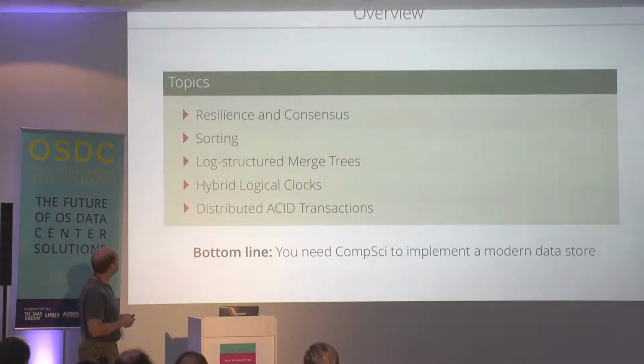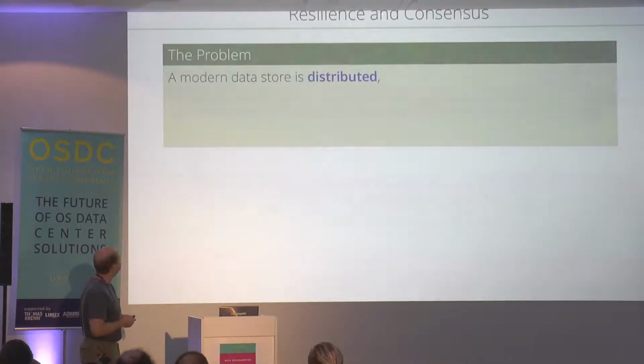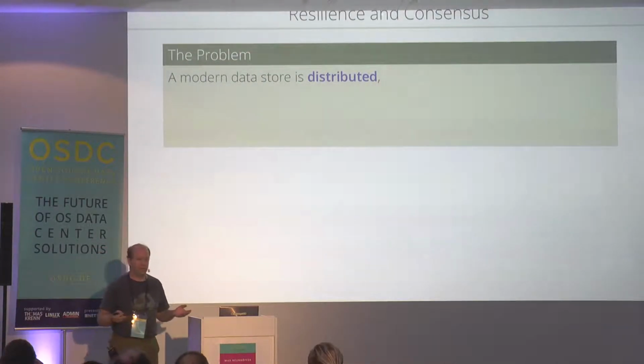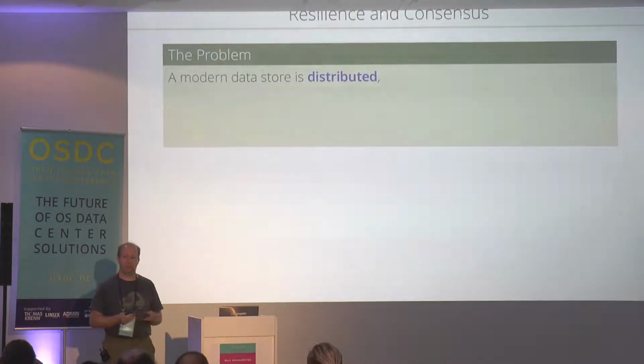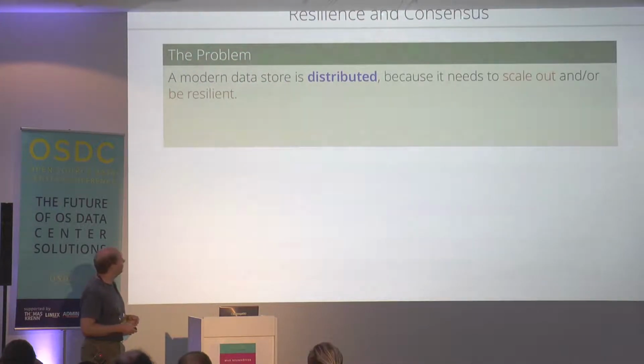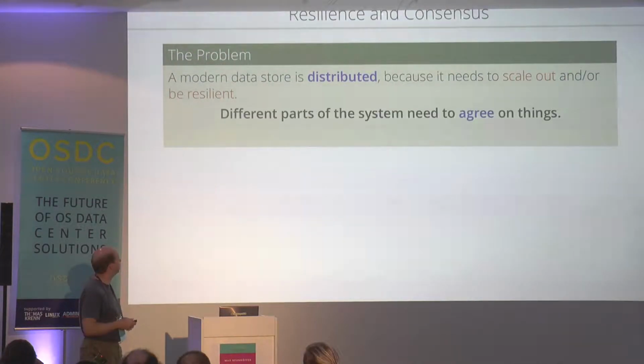Let me tell you about the first one. Obviously, the bottom line is that to implement a distributed modern data store, you need computer science. Now, consensus. A modern data store, or indeed modern applications, are distributed. So you have different parts. And there are various reasons for that. One is scale out, obviously, but another reason is to be resilient. Computers break; they break every night, and so therefore you have to have a resilient application.